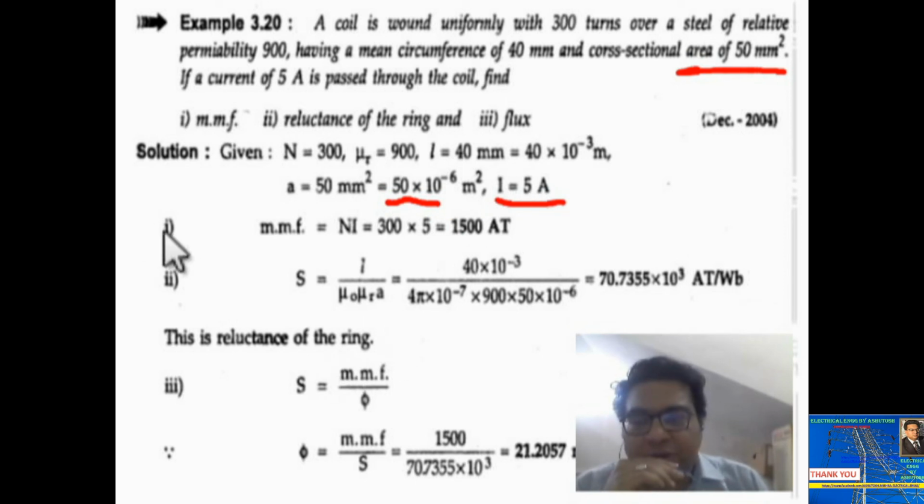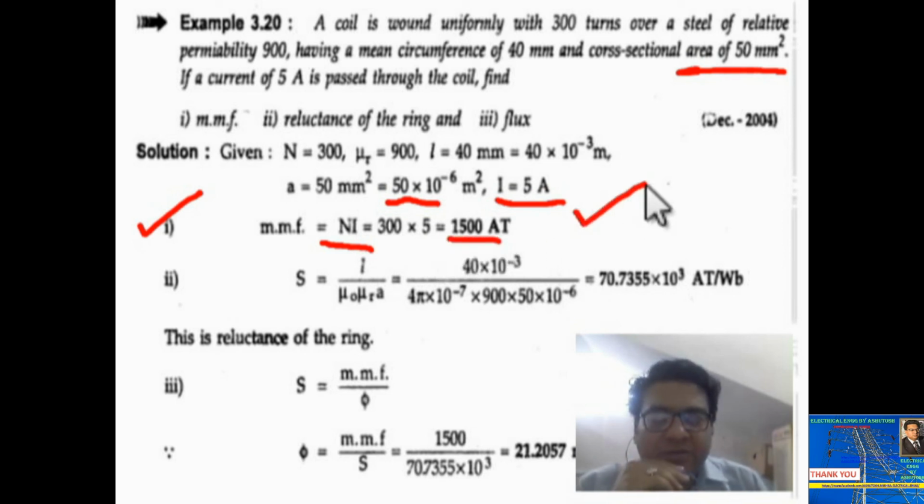So first of all, use this formula. You already know MMF is equal to N into I. So it is equal to 300 into 5. The number of turns is 300, and the current in the coil is 5. So it will become 1500 ampere turn. This is our first answer.